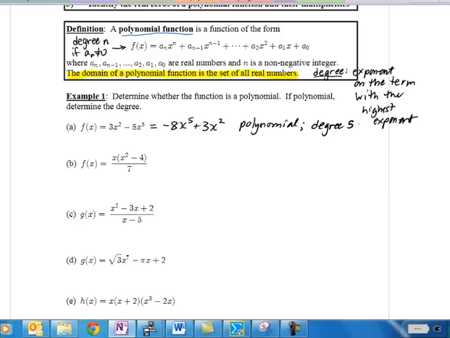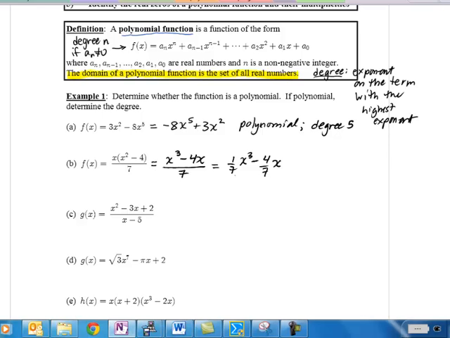Because 5 is the highest exponent. The next one isn't as obviously a polynomial, but if we do some rewriting, we can see that it is. If I expand the numerator, I have x cubed minus 4x. And I have division by 7 of the whole thing, but I can always rewrite that as 1/7 times x cubed minus 4/7 times x.